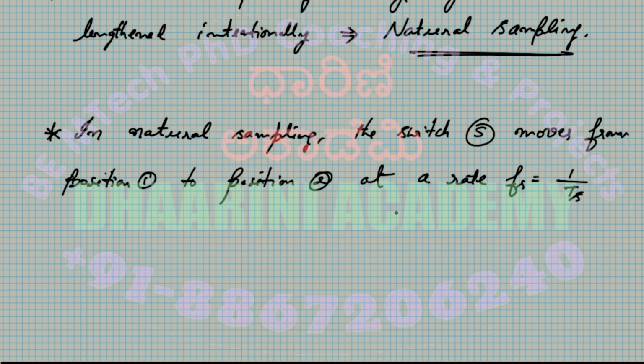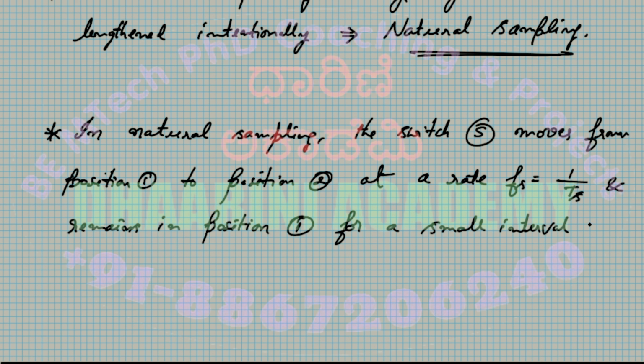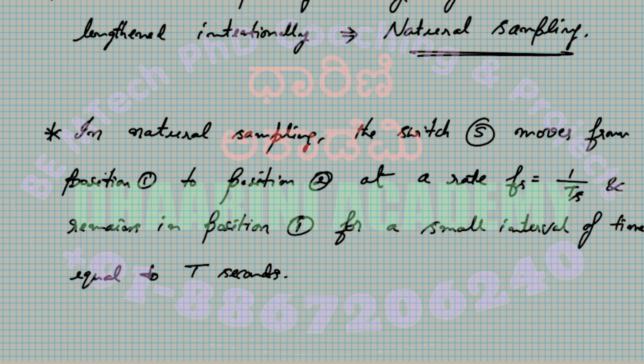And in addition to that, we have to satisfy another condition. So what is that condition? The condition is that it should remain at position 1 for a very small interval of time. It remains in position 1 for a small interval of time equal to T seconds. So that is the practical aspect of the sampling.